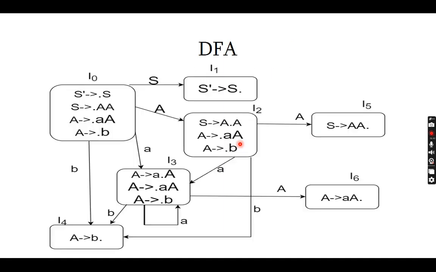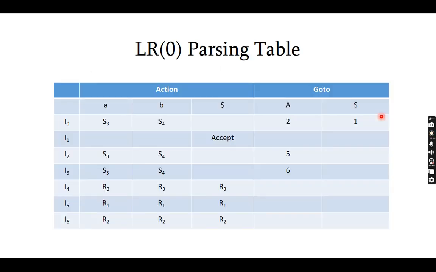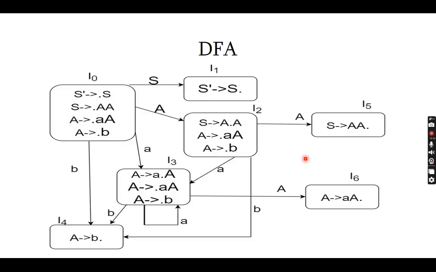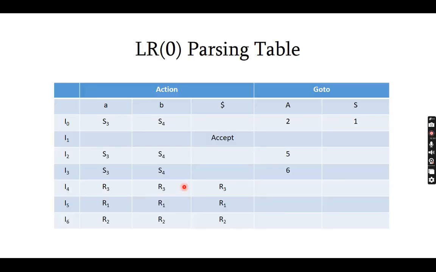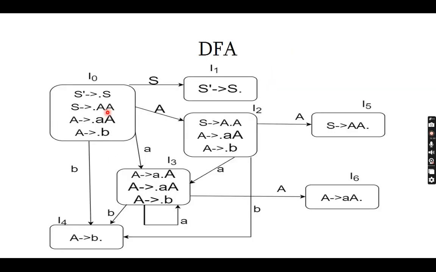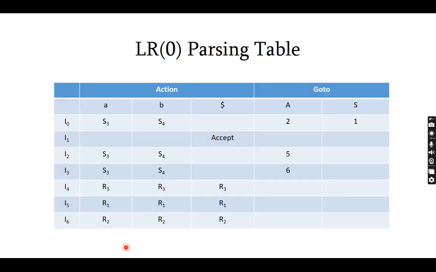Now let us see I2. I2 on capital A going to I5. So in the I2 row, A column, I have written 5. Next, I2 on a going to I3, so I2 on a is S3. I2 on B going to I4, so I2 on B is S4.